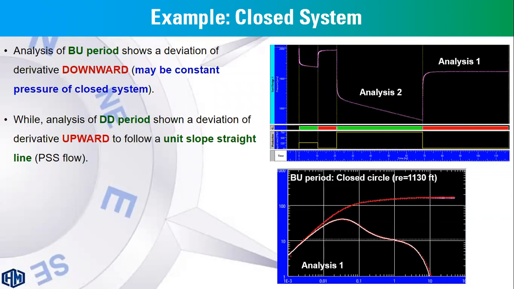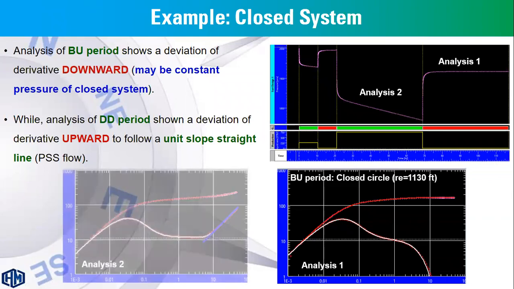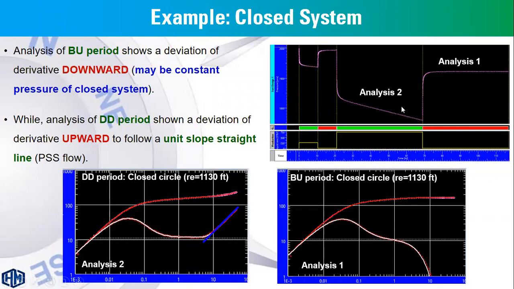To confirm our results, we will analyze this drawdown interval, analysis number two. As you can see, the pressure derivative in this case has a unit slope straight line, which means we have a closed system. So in this case, we have confirmed the results using drawdown and build-up.